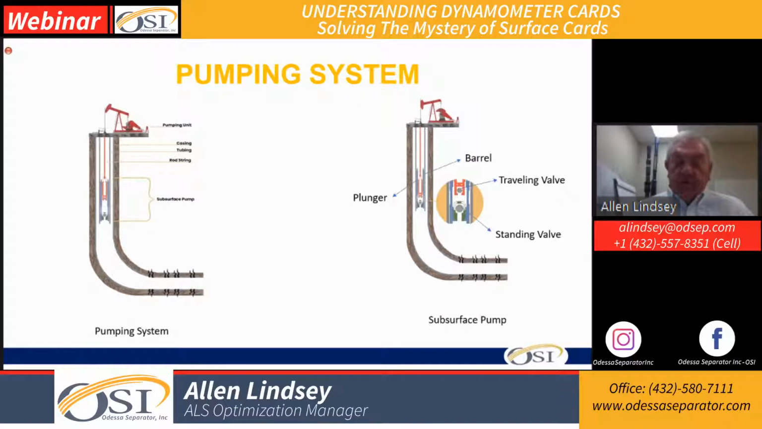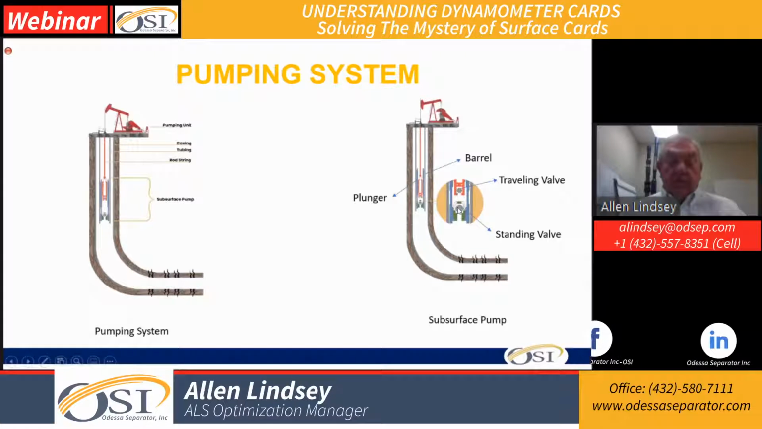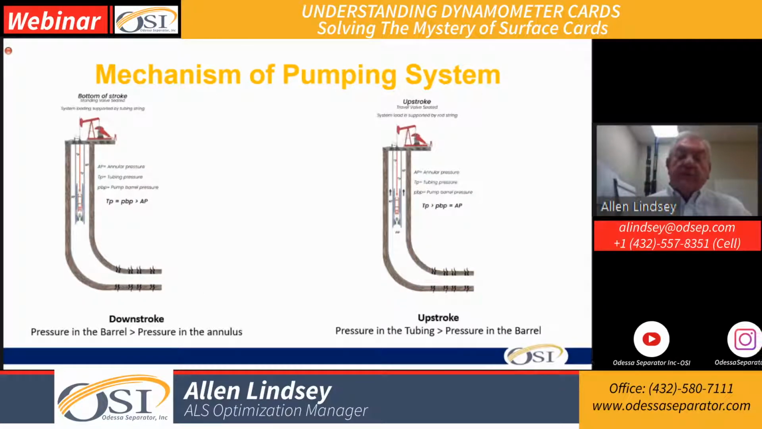In general, a subsurface pump is comprised of a pump barrel, which is connected to the tubing string, a pump plunger, a traveling valve, and a standing valve. The traveling valve and pump plunger are connected to the rod string, which is attached to the surface pumping unit. The standing valve is attached to the tubing string. For purposes of describing how the subsurface pump works, let's assume for now that sucker rods do not stretch and that our pumping system is moving infinitely slowly.